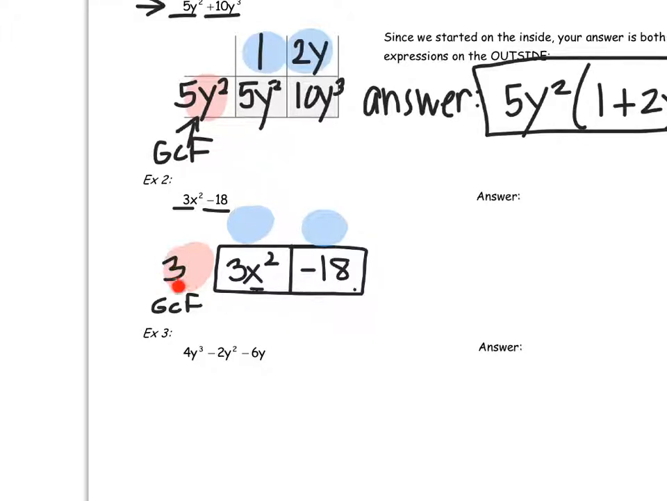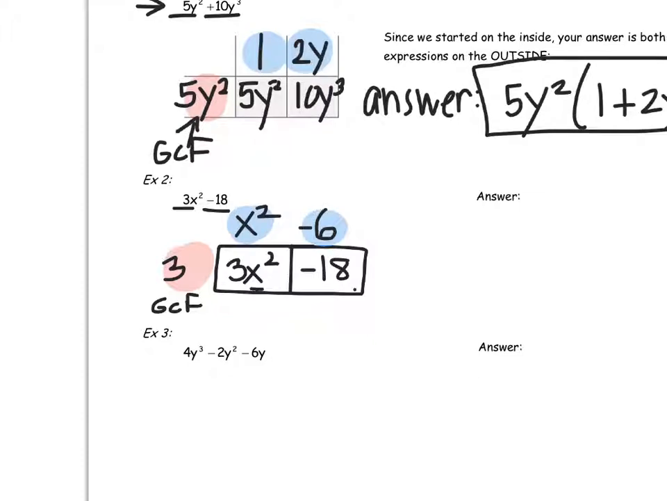So just a 3. Now I have to put a number here. 3 times what gives me x squared? I don't need a coefficient. You can put a 1 if you want, because 3 times 1 is 3, but we know that we don't have to write the 1. All that you need up here is an x squared, because 3 times x squared is 3x squared. And then up here, I know this has to be negative, because it's negative 18. I have to think about the number that multiplies by 3 to get 18, and it's negative 6.